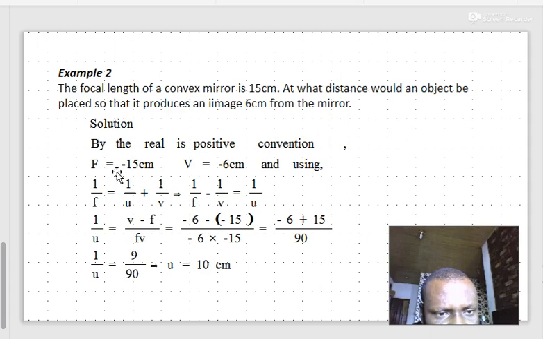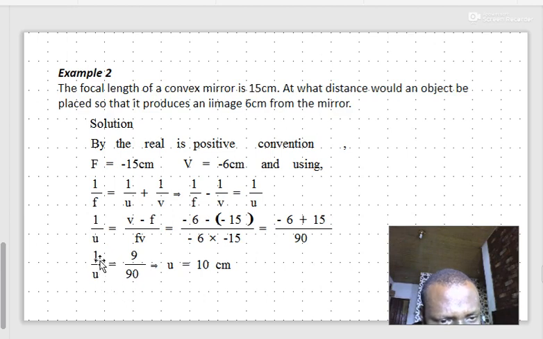Now we need to substitute. F is minus 15. But we start with v. It is v minus f. So v is minus 6, in place of this one, minus 6. Then this minus is this one, and then we write a bracket because this f is negative. Put a bracket and write the minus 15 there. And then under, fv means f times v. That means minus 6 times minus 15. That will give us 90. Minus 6 plus 15. How did we get this plus here? Minus times minus we change to plus because of this bracket. So minus 6 plus 15 will give us 9. So that means we have 9 over 90. So 1 over u is 9 over 90.